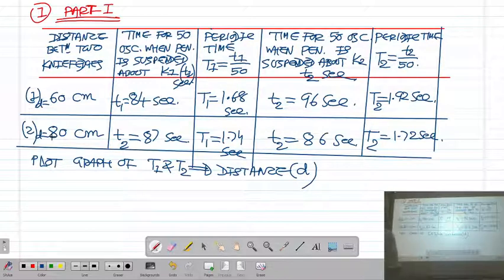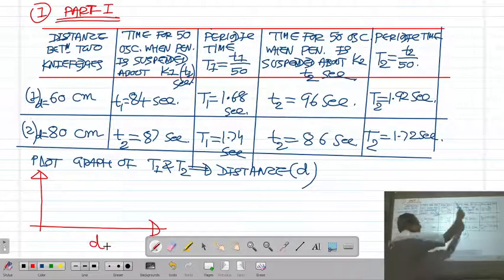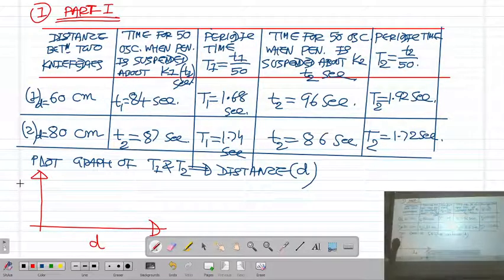So the nature of the graph will be like this. You will get this type of graph. Along the x-axis, take the distance D between the two knife edges, which is 60 and 80, and along the y-axis, take the periodic time T1 with respect to knife edge K1 and periodic time T2 with respect to knife edge K2. So you will get 4 points.